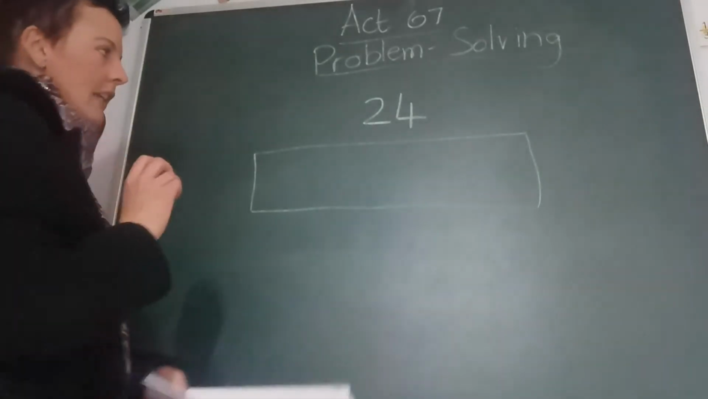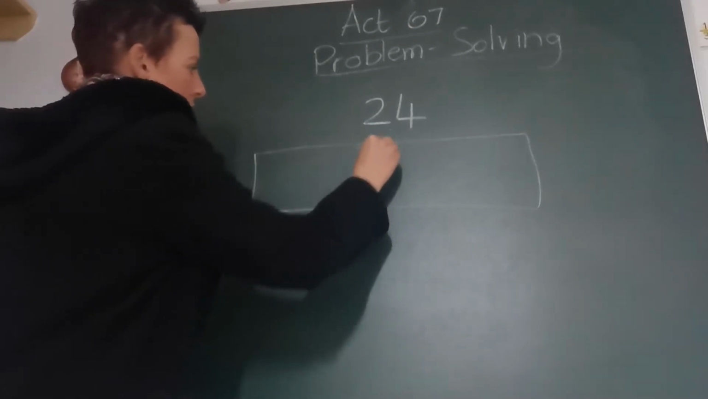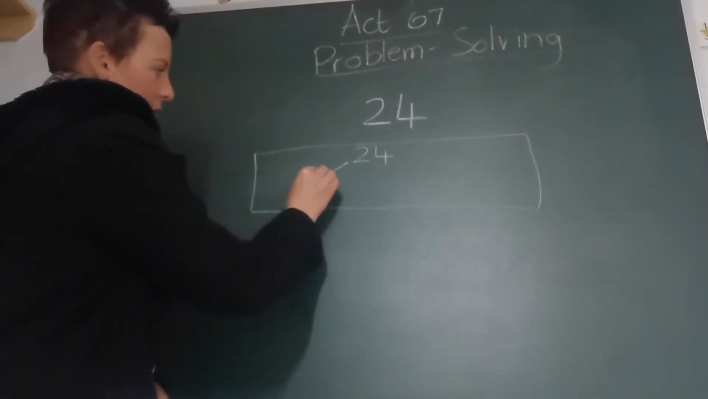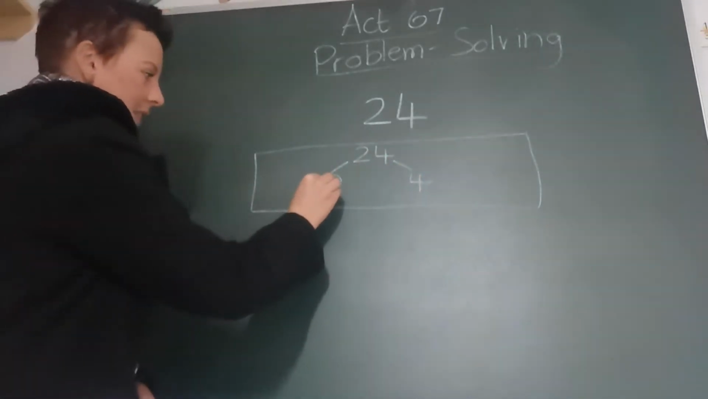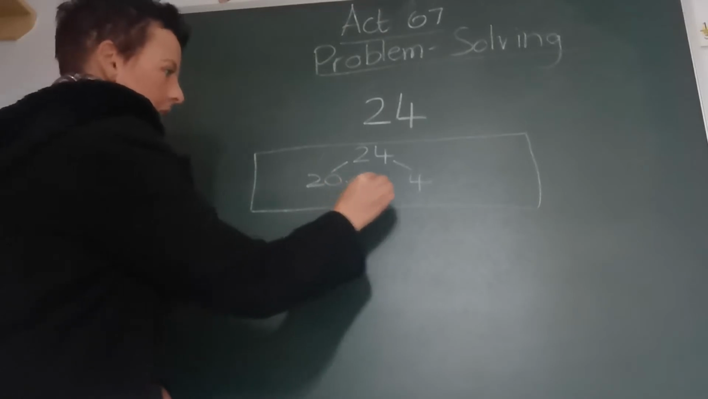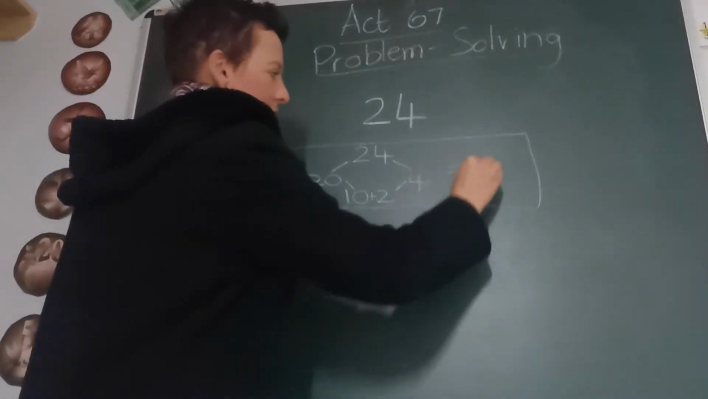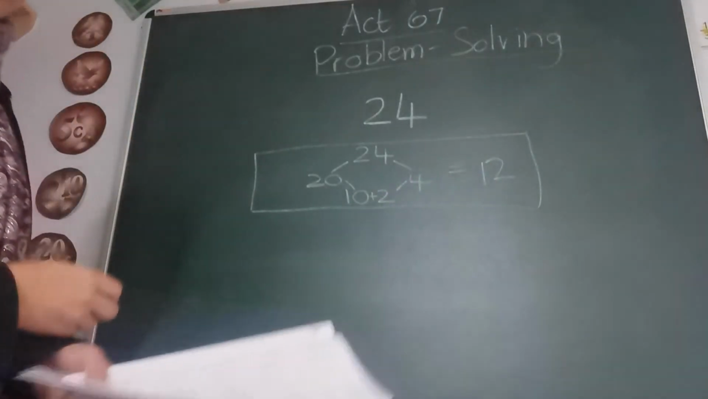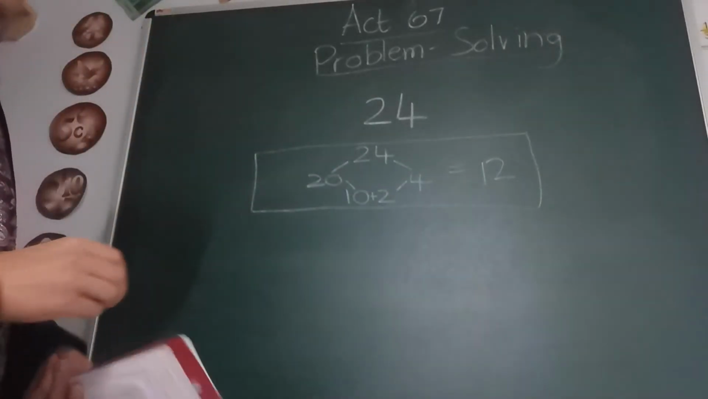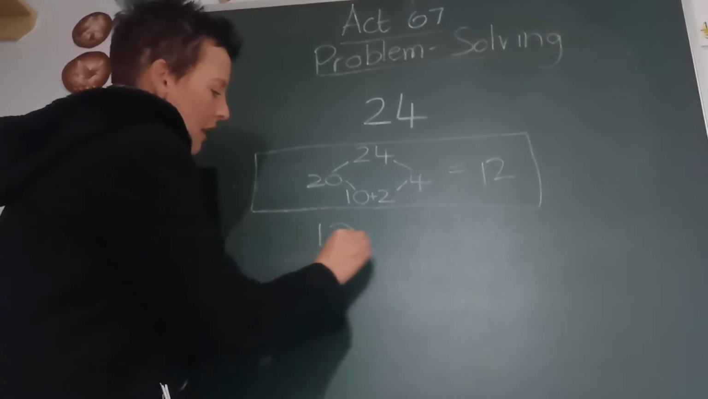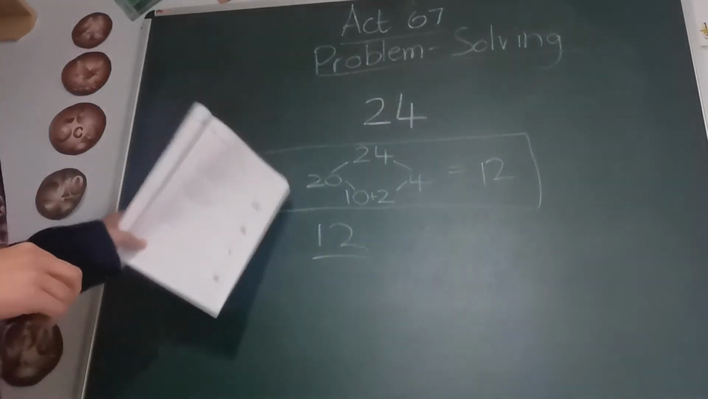Okay, so you can do like teacher showed you. 24. You can break up into tens and units. 20 and 4. The half of 20 is going to be 10. The half of 4 is going to be 2. 10 plus 2 is going to give you 12. So the half of 24 is 12. So there when they say how many boys do athletics, you are going to write 12 boys do athletics. Okay, so the half of 24 is 12.